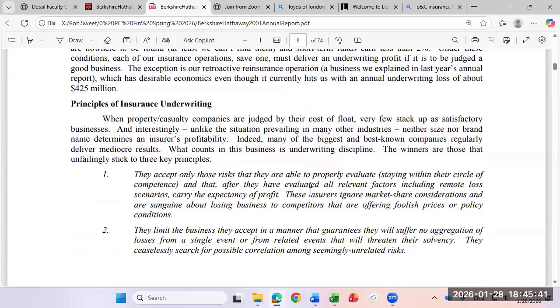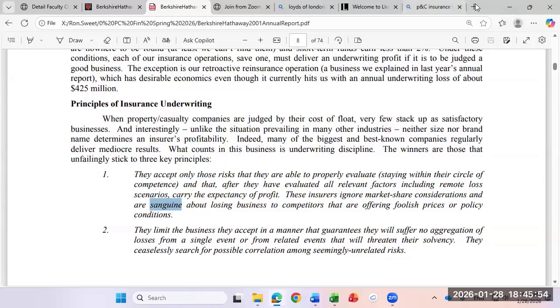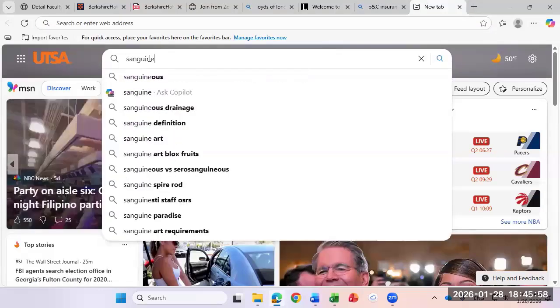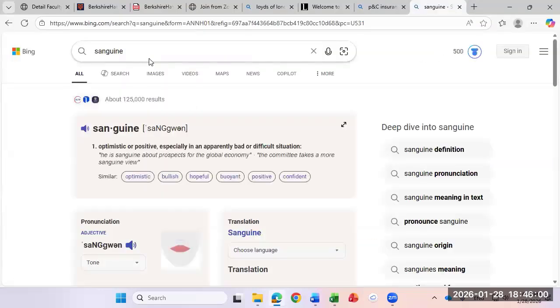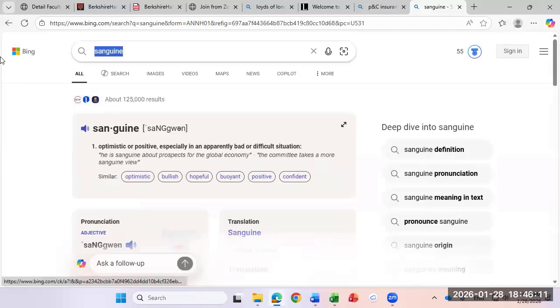So the next thing he says, they ignore market share considerations. Oh, I can never remember the word sanguine. I get sanguine and blithe mixed up. One of them means you don't care. The other one means you're happy. Yeah, so sanguine is you're actually happy about it. You're actually happy about losing market share. Okay, what does blithe mean then?